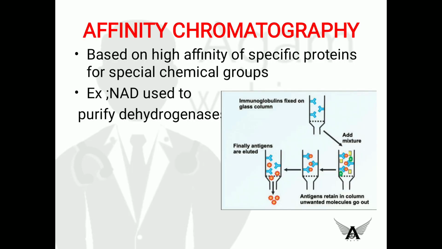Next is affinity chromatography. It is based on the high affinity for specific proteins. We are separating the protein particles. In this picture, immunoglobulins are fixed on the glass column. When we add a mixture, if the antigens are present, they are attracted towards the immunoglobulin and the remaining substances go out. This is the principle of affinity chromatography. Another example is NAD, which is used to purify dehydrogenases. Okay, that's all about chromatography.